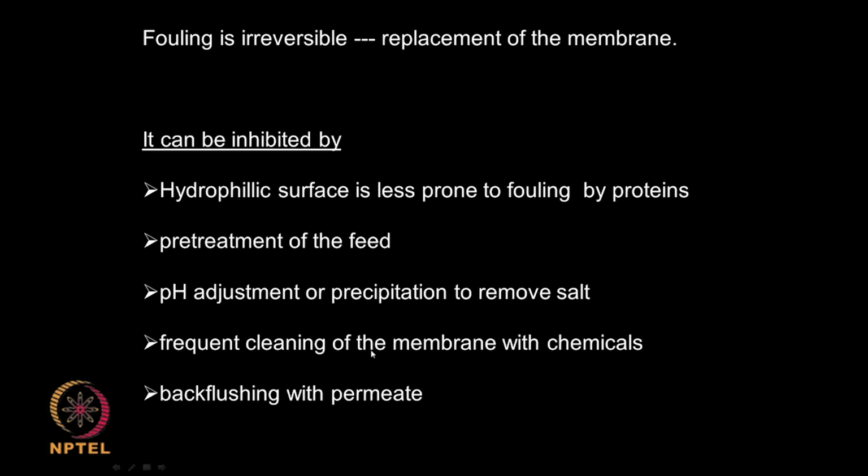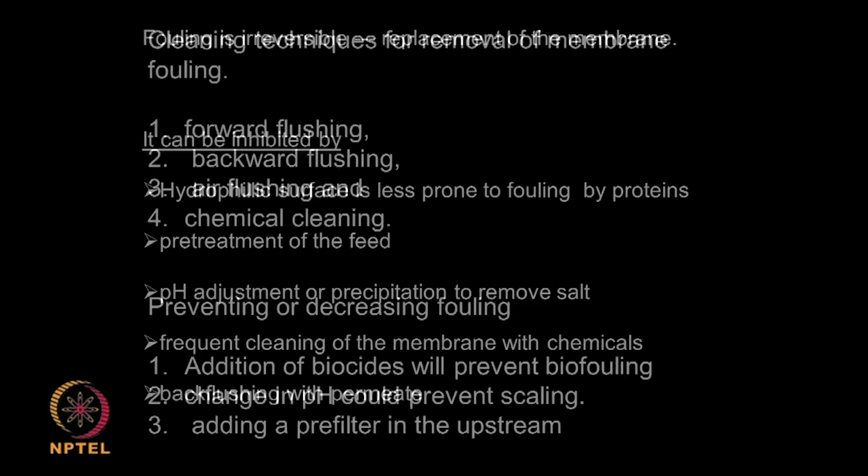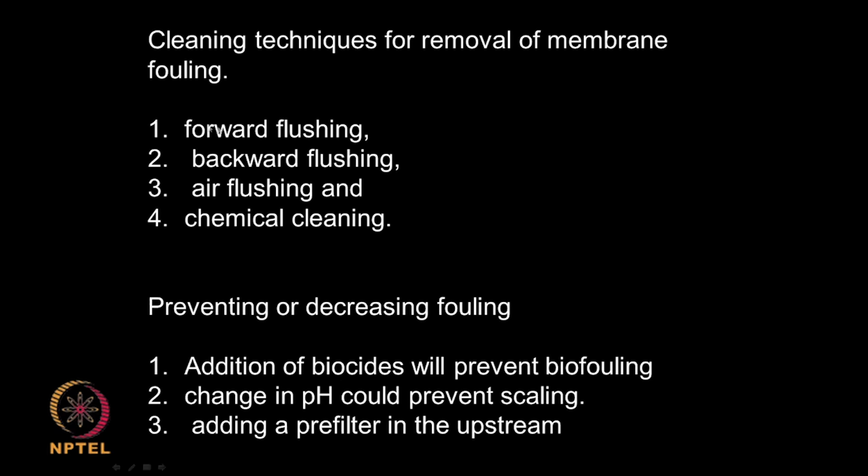Frequently we have to clean the membrane with chemicals. Back flushing means you flush backwards so that whatever concentration polarization or fouling is there gets dislodged and removed. So, cleaning techniques such as forward flushing, backward flushing, air flushing and chemical cleaning are all different methods that are followed to clean your membrane.